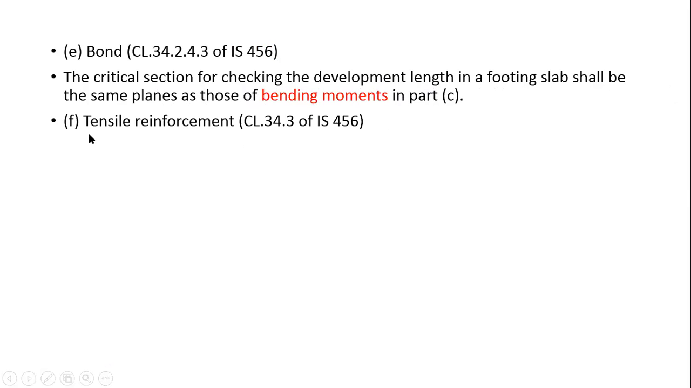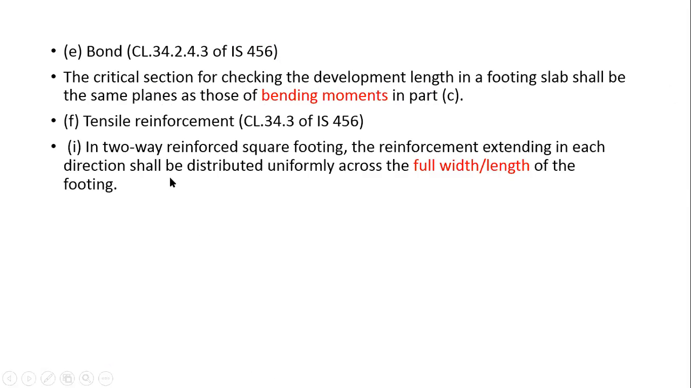Come to the tensile reinforcement. How much reinforcement you have to provide? In a two-way reinforced square footing, the reinforcement extending in each direction shall be distributed uniformly across the full width of the footing. So in full width and length, you have to provide a cage for the reinforcement. And the reinforcement criteria are the same as that of the slab criteria. That is, minimum is how much? 0.12% of the cross-sectional area. That is the minimum steel.